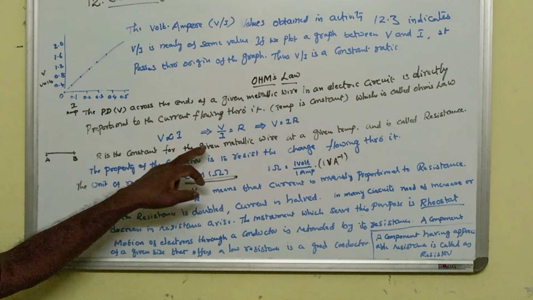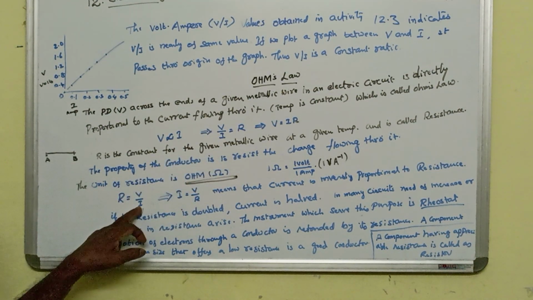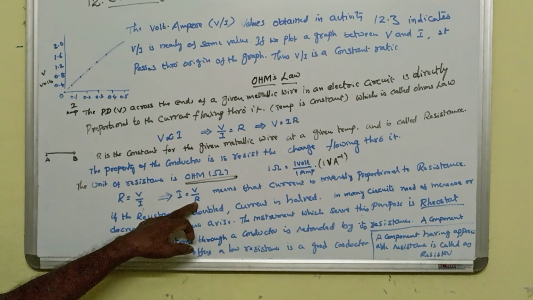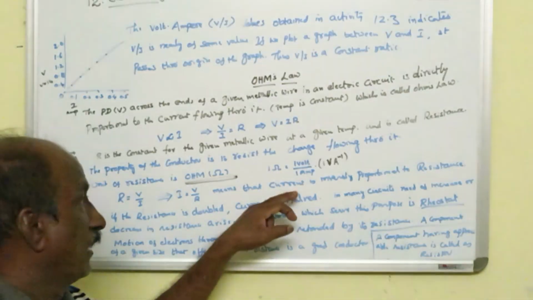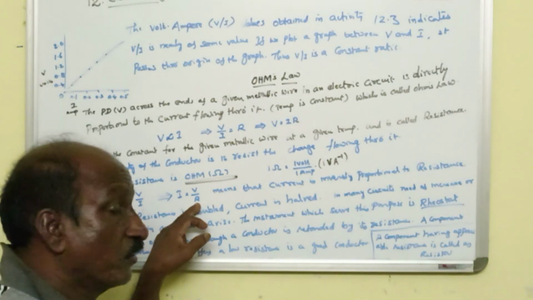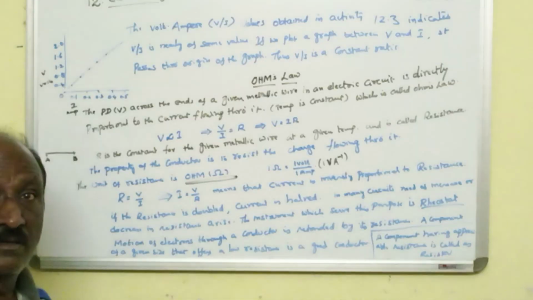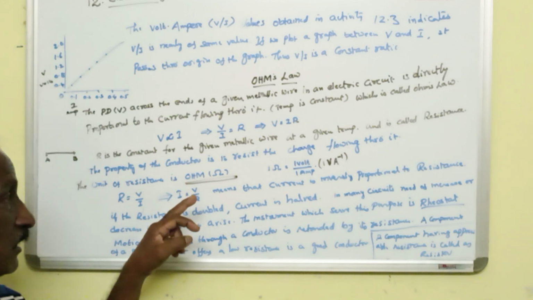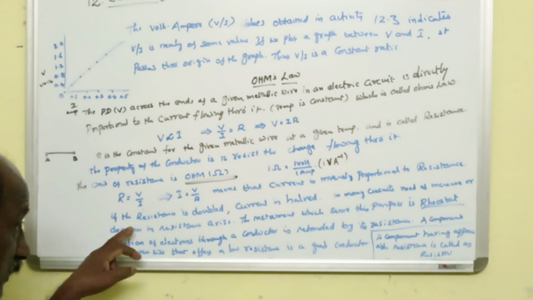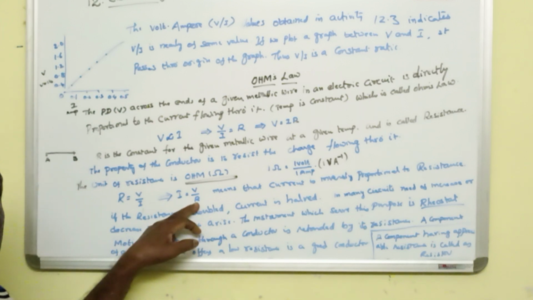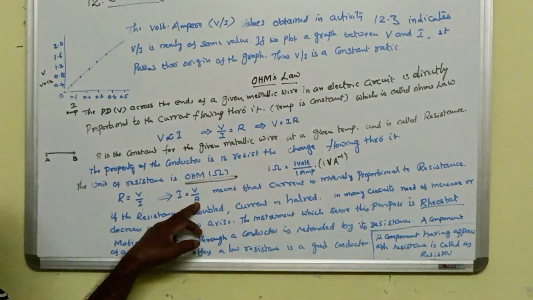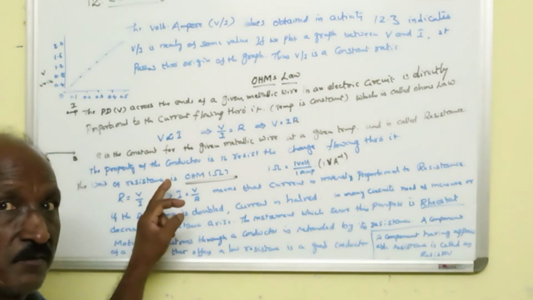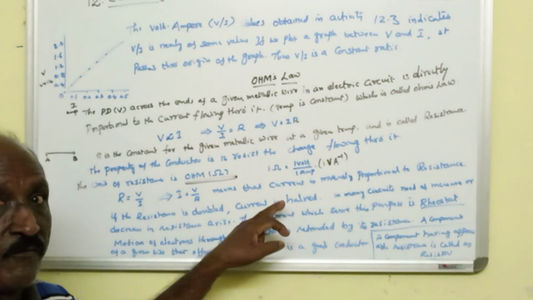R is equal to V by I, which implies I is equal to V by R. It means that current is inversely proportional to resistance. Current is inversely proportional to resistance. It means that if the resistance is doubled, doubled means we have twice the value, then the current will be half.